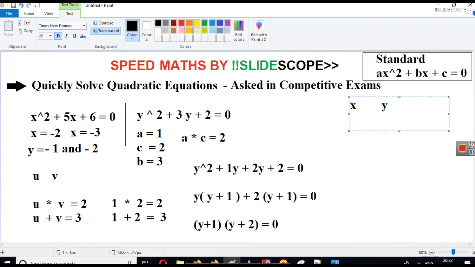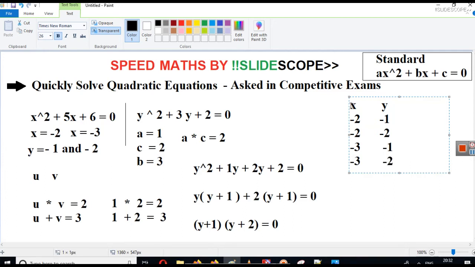What is the first value of x? It is minus 2. And what is the first value of y? It is minus 1. What is the second value of x? It's minus 3. Or you can take first value of x and second value of y. Then second value of x and first value of y, and second value of x and second value of y.